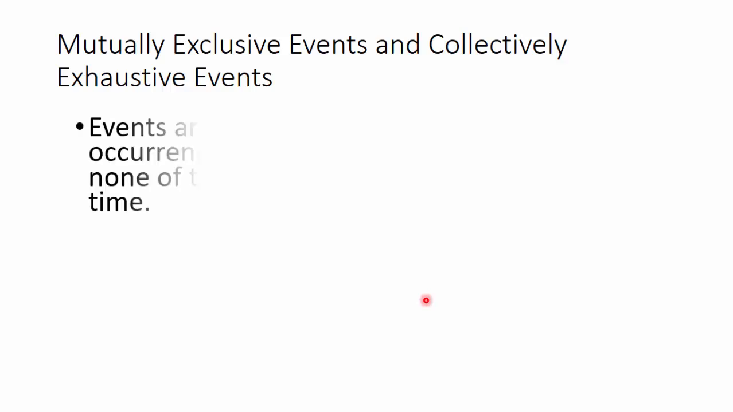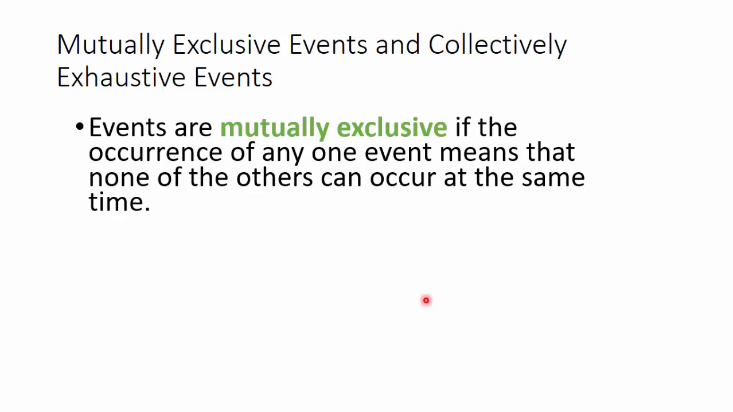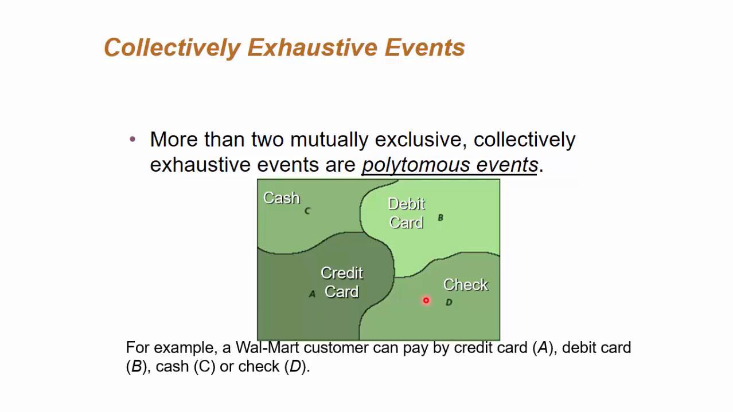Now, when are events mutually exclusive and collectively exhaustive? If the occurrence of any one event means that the other cannot happen, then we say the events are mutually exclusive. Like, for example, if somebody pays by cash, they would not pay by credit card. So when one happens, the other cannot happen. These are mutually exclusive events.